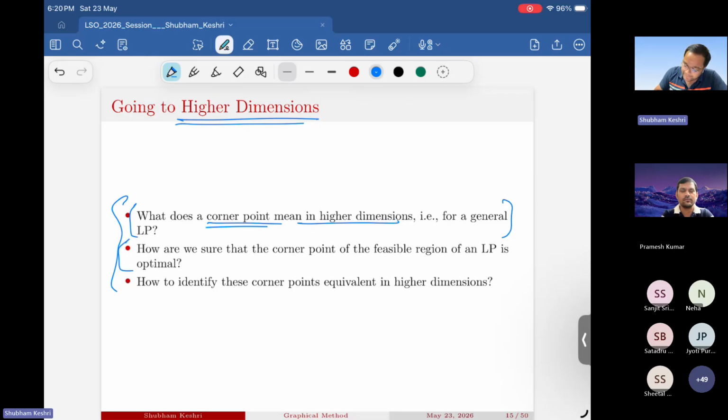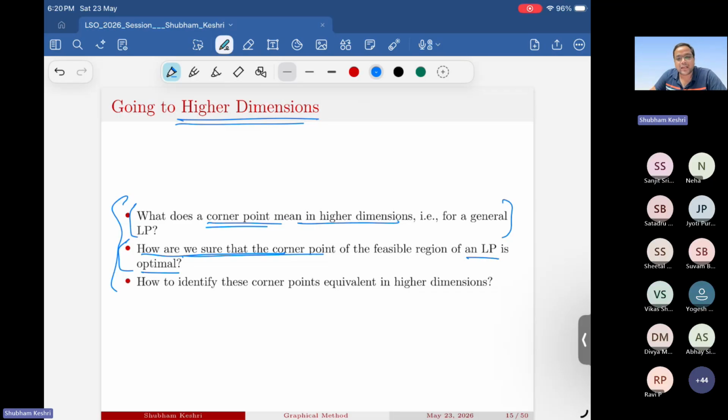Okay. The second is, how are we sure that a corner point is optimal in an LP? So we just saw this. In the two-dimensional LP, we just observed that it is optimal, but is there any way to prove that the corner point is actually optimal in an LP? So we'll see those theorems which establish that the corner point is optimal.